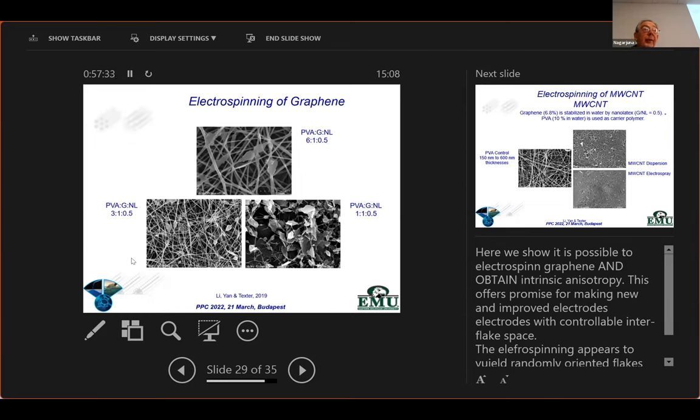But when we put everything together, have a good carrier polymer like polyvinyl alcohol, and begin to modify the ratio of the PVA to the graphene, we see the emergence of the basic anisotropy of the graphene. It gets bigger and bigger and bigger. So here we've gone to 0.5 to 1 to 0.5. This is important because now we have a way to make nanostructured coatings that, if we can improve our electrical connectivity, will provide transformational electrode manufacturing processes for catalysis, batteries, and I think also for solar cells.